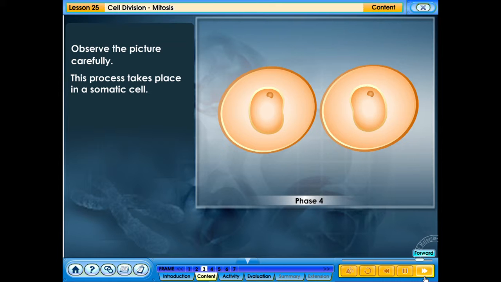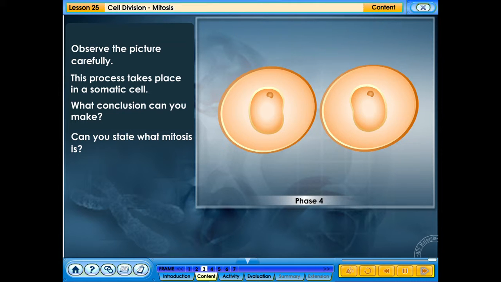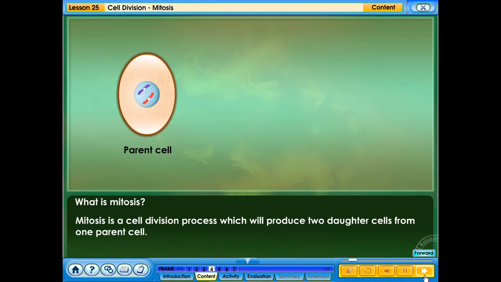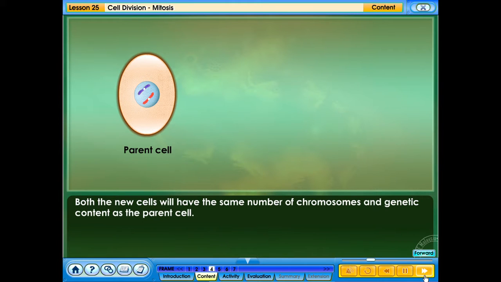This process takes place in a somatic cell. What conclusion can you make? Can you state what mitosis is? Mitosis is a cell division process which will produce 2 daughter cells from 1 parent cell. Both the new cells will have the same number of chromosomes and genetic content as the parent cell.